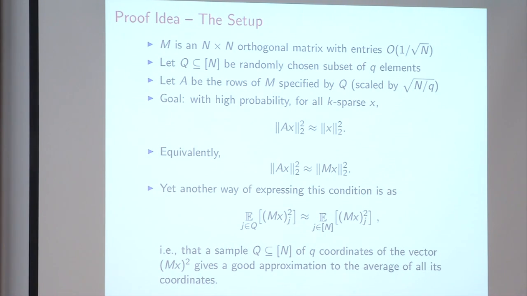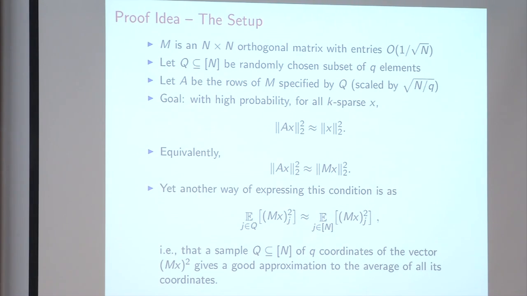I have this vector Mx squared. So I take the vector Mx and square all the entries. This is Mx squared. The condition we want is that the expectation of the coordinates squared in the location specified by Q is roughly the same as the overall expectation of the coordinates of Mx squared.